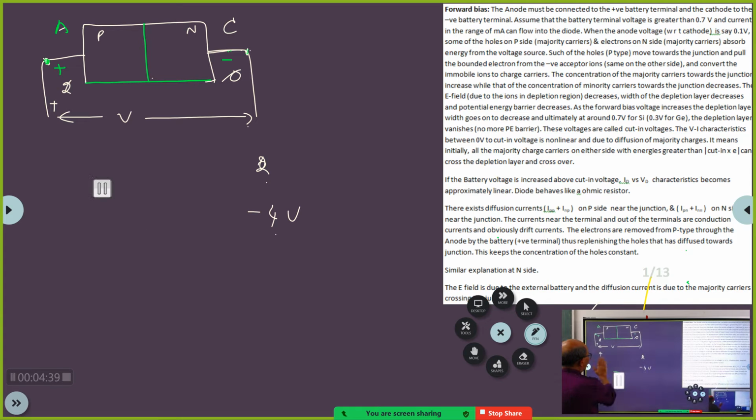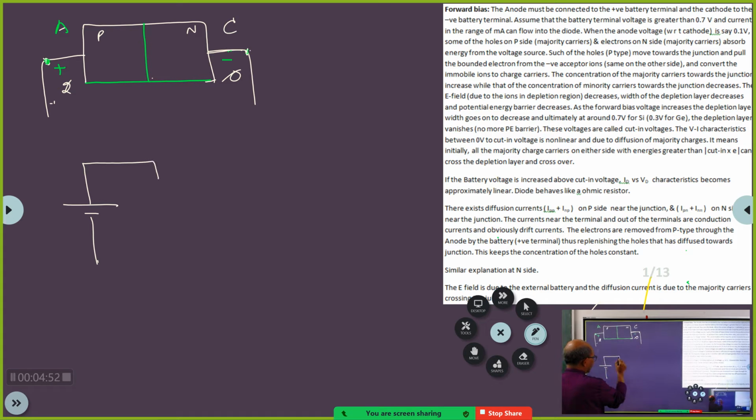Now, let me tell you one more point here. I will have a voltage source like this, and resistors R and R, and say this is 10 volts. So what will be this voltage with respect to this point? 5 volts. Clear? This is 5 volts. Hello, are you with me? Yes, sir. Okay, now that is 5 volts.